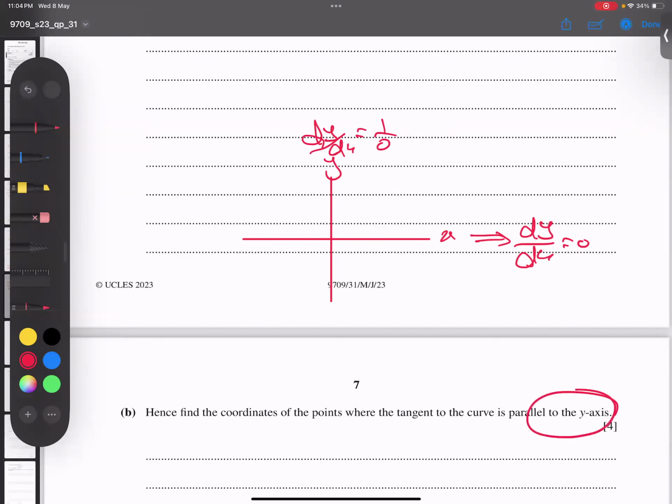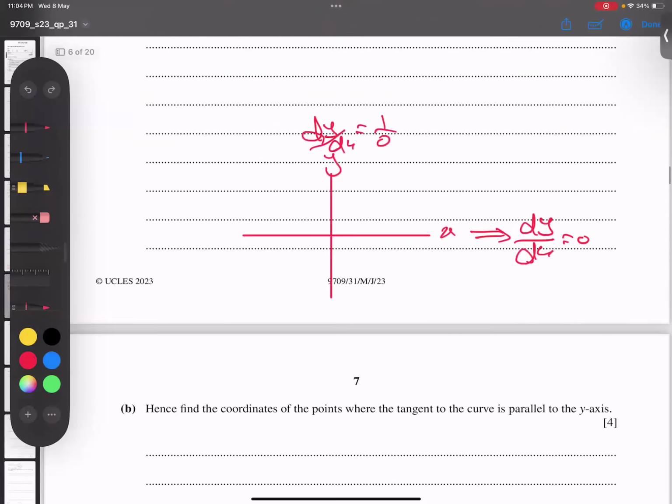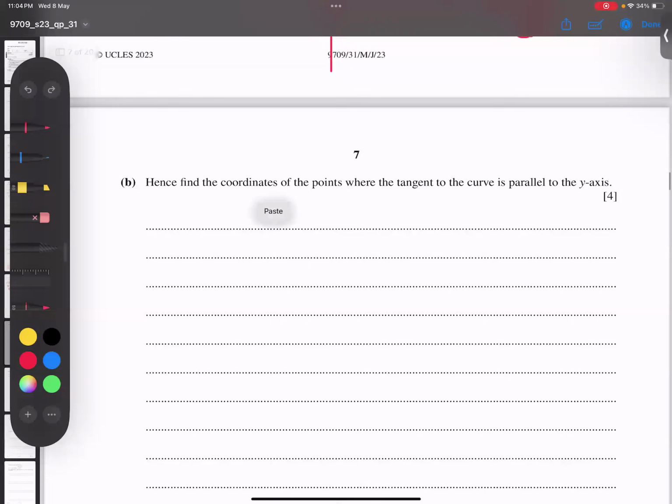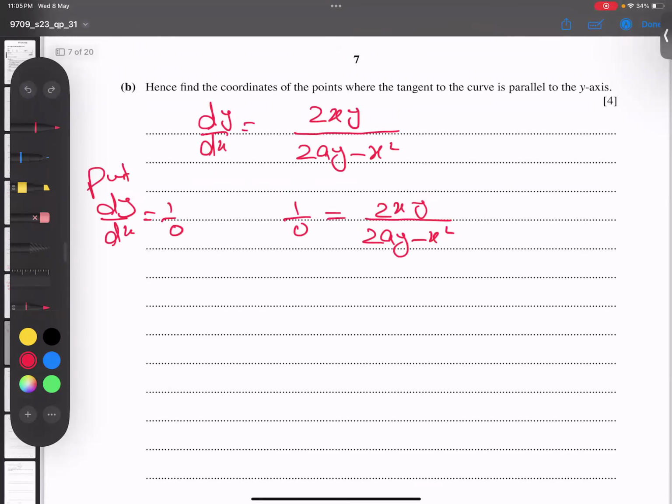So let's start with dy/dx, so I will plug in 0. Let's start with this whole equation. Copy from here, students, and I paste it first of all here. And I will say put dy over dx is equal to 1 over 0. It will look like this. Cross multiply, this multiply with 1, this multiply with 0. I will get this form.